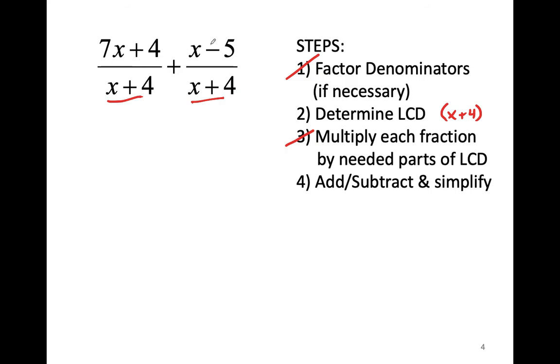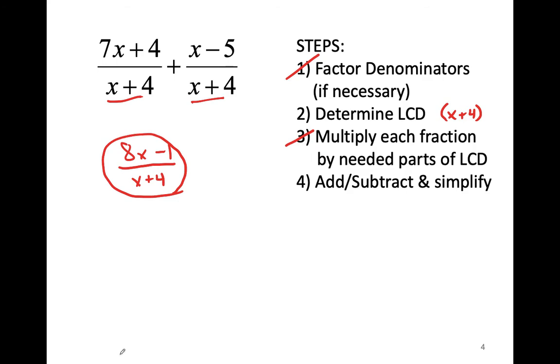So let's just add across the top. 7x plus x, well, that gives me 8x. 4 plus a negative 5 would give me minus 1, and this is all over the common denominator of x plus 4. Well, that problem's pretty darn easy, isn't it? So we do want to be on the lookout. Sometimes your problems might already have the least common denominator in common. Both fractions possess it. Nothing we need to do. We just need to add and subtract across the top.